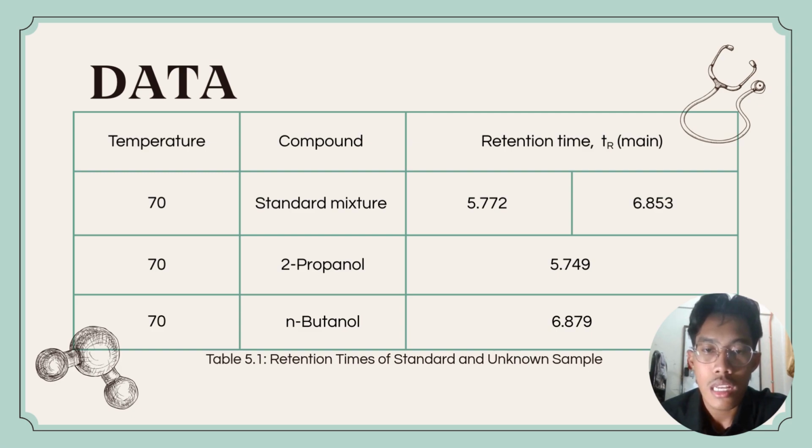Overall, the data show that 2-propanol elutes earlier than N-butanol due to its lower molecular weight and high volatility. The standard mixture helps to verify the identity of both compounds based on their retention time.